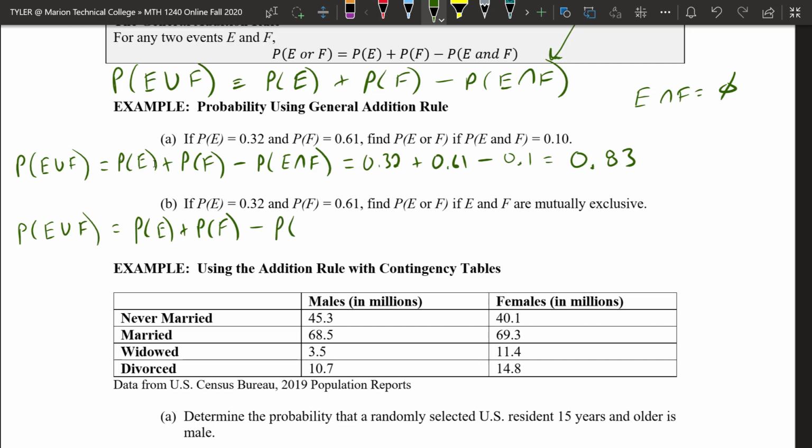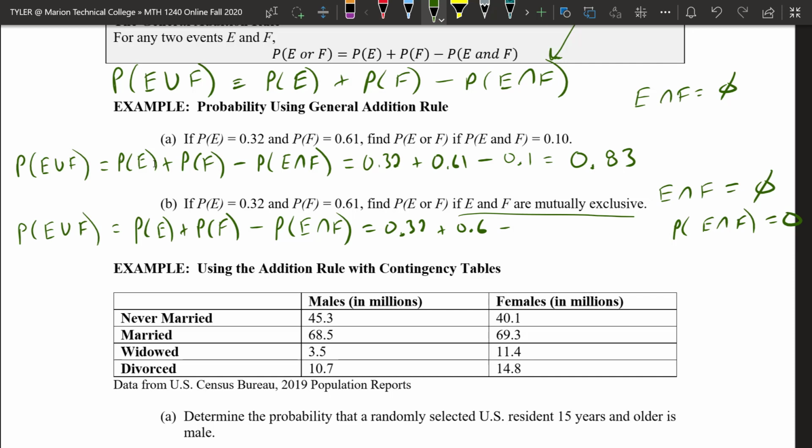But if you wanted to, you could still use that general addition rule, because as I mentioned, this statement here means that E and F is the empty set. In other words, the probability of E and F is going to equal 0. It's not possible. So this would be equal to 0.32 plus 0.61 still, but we would have minus 0. So that's equal to 0.93.